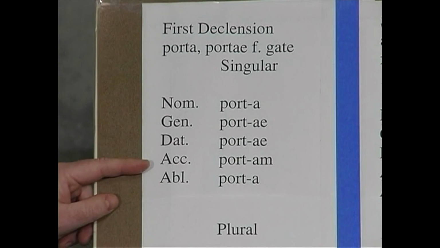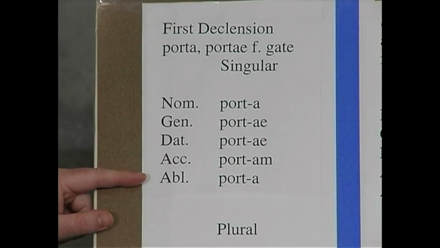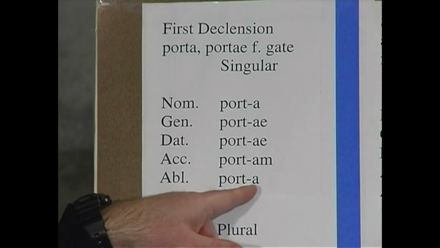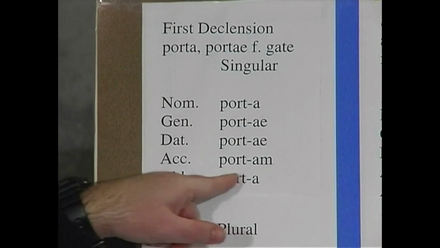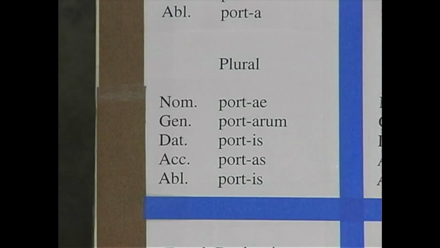Portam, accusative, the gate as the direct object of the sentence. And porta, with a long A, by, with, or from the gate. Plural, portae, the gates as the subject. Genitive, portarum, of the gates.